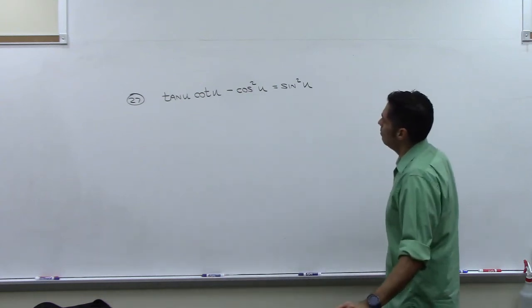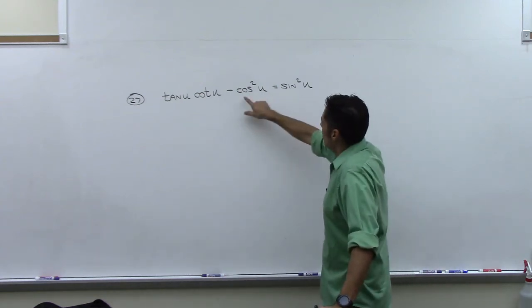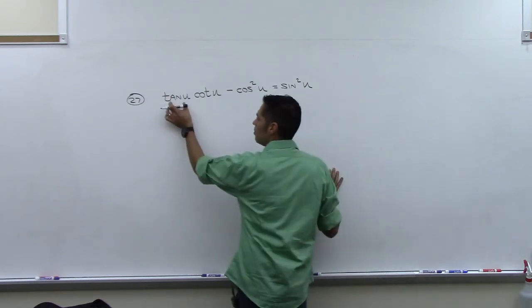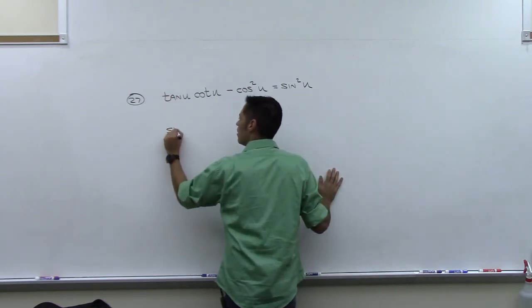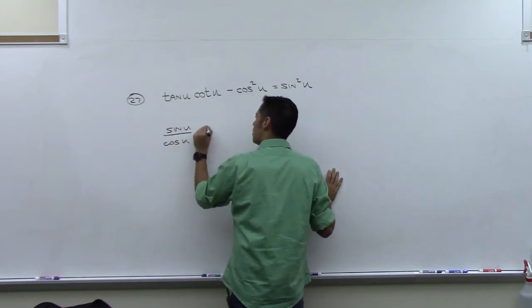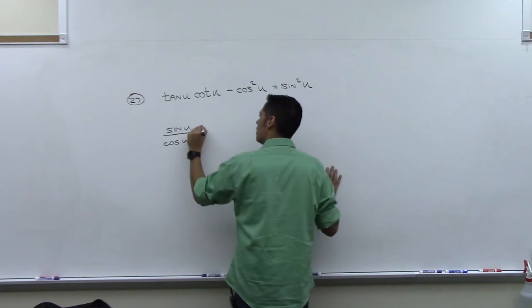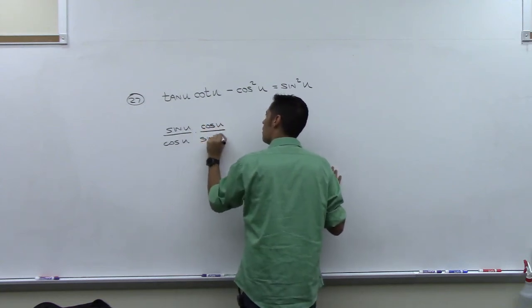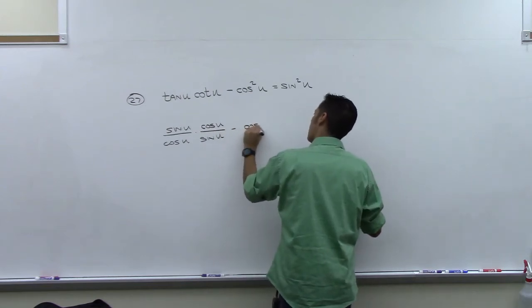All right, so now we're going to start with this side, and try and turn in this side. What I'm going to do is turn this into sines and cosines. So that's sine u over cosine u times cotangent, which is flipped over. So that's cosine u over sine u, and then minus cosine squared u.